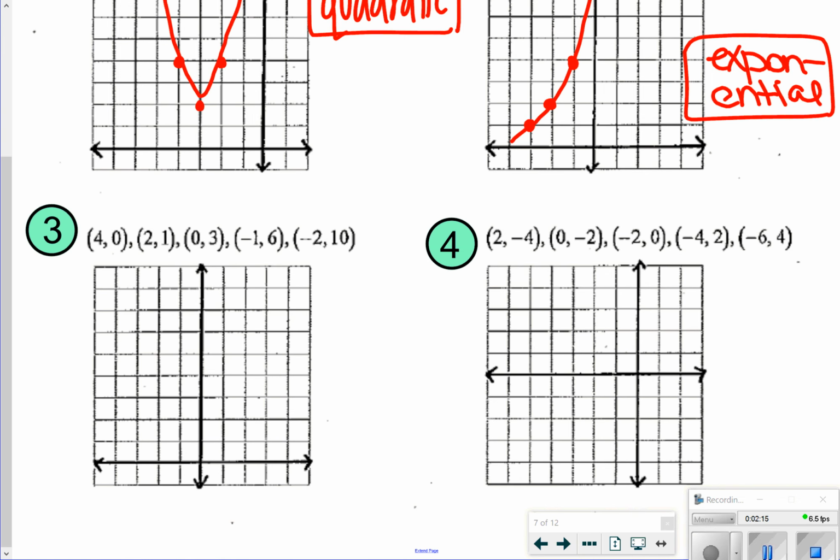In number 3, let's go ahead and plot these points to see what happened. Again, in number 3, I go off the graph just a little bit, so I estimated the negative 2, 10, but noticing again, I have a trend of a line, and it is going down, so we would say that this one would also be exponential.